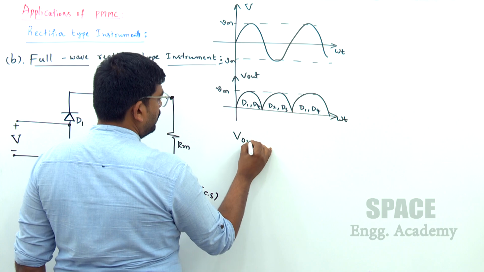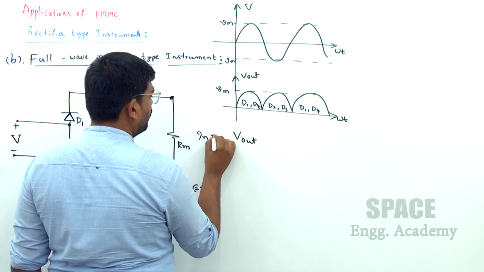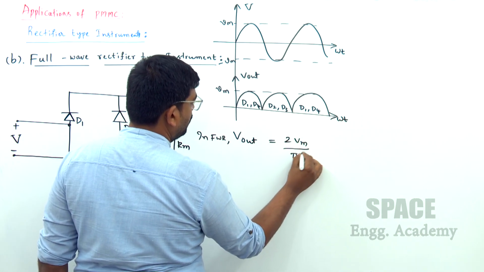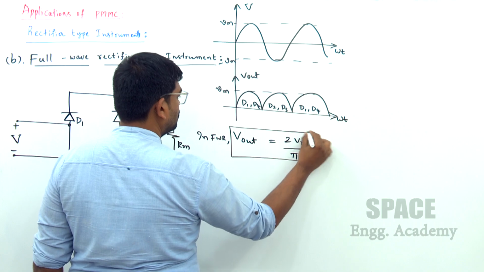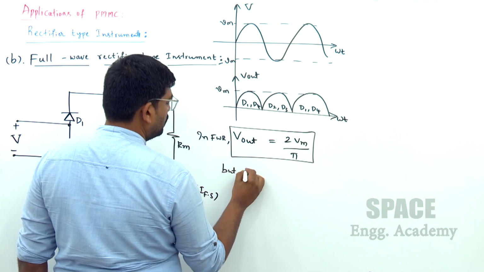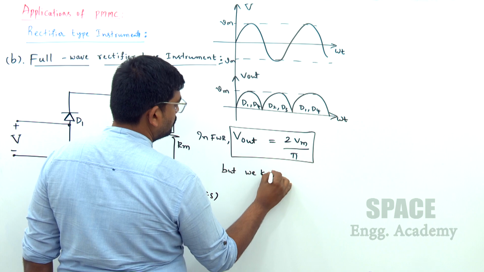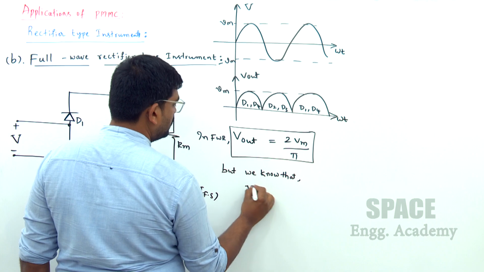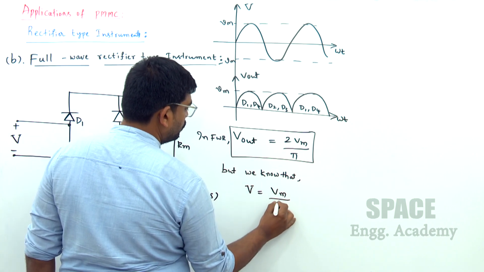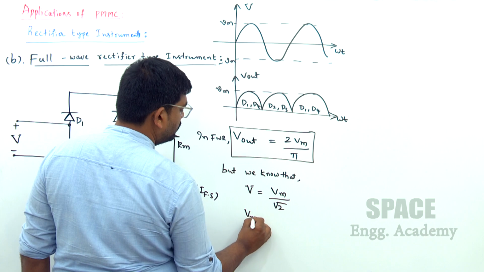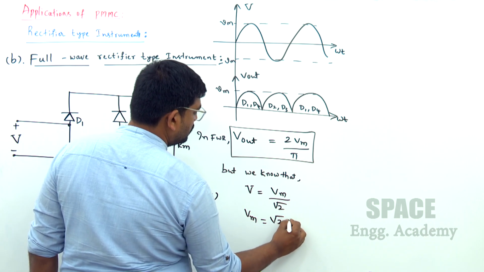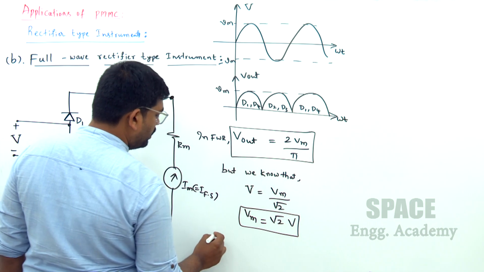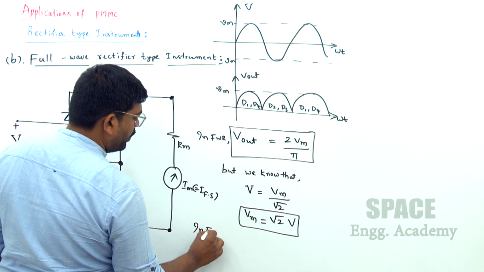Output, if you take here for the full wave rectifier, what will be the result? 2 Vm by pi. But we know that V is nothing but Vm by root 2. From here, what is Vm? Vm is nothing but root 2 into V. So you can replace with that. So what will be the output in the full wave rectifier?